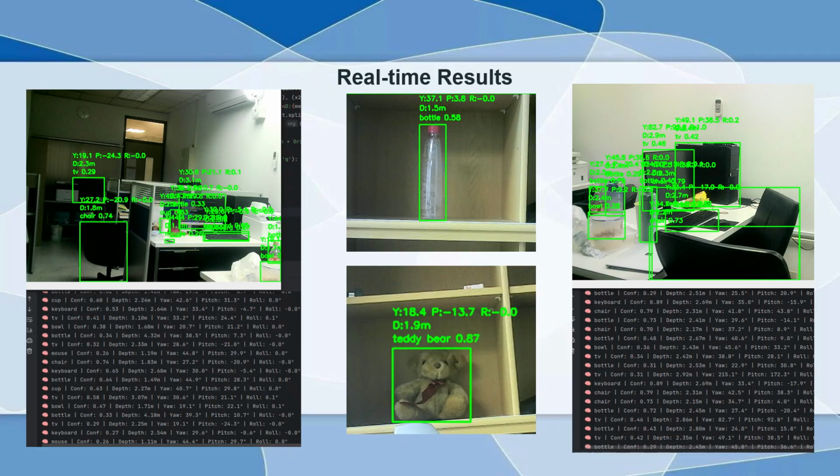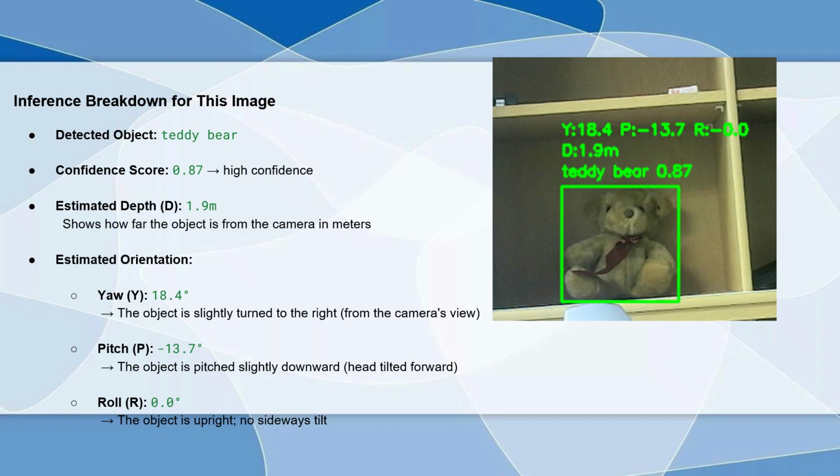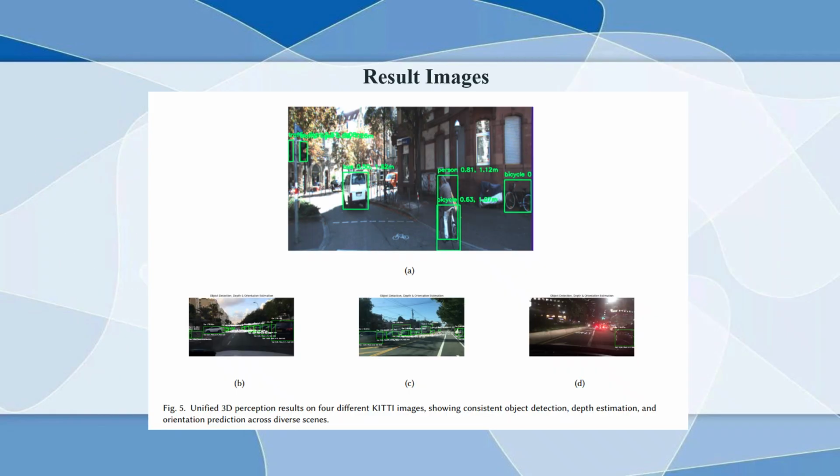These are the real-time results which show the relative depth. Here is the breakdown of one image. It detects the object as a teddy bear, and the confidence score is 0.87, which is high confidence, and the estimated depth is 1.9 meters, meaning how far the object is from the camera in metric units. For orientation, the object is slightly turned to the right, and the pitch shows the object is pitched slightly downward. These are the result images of our project.